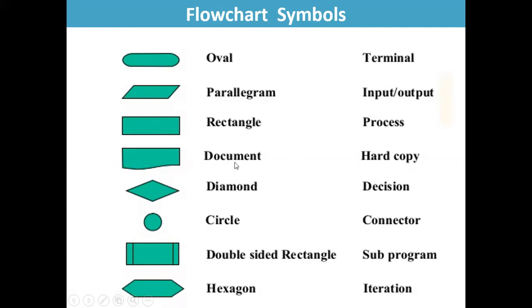Next, the document symbol represents hard copy. Then the diamond symbol represents decision making of this program. The circle is the connector, and the double-sided rectangle represents a subprogram. Then the hexagon represents iteration, that is, the looping concept of these particular programs.